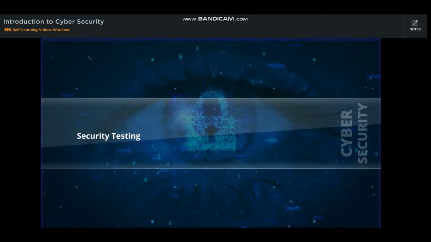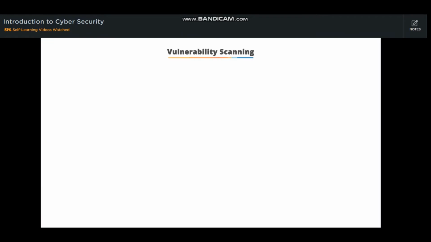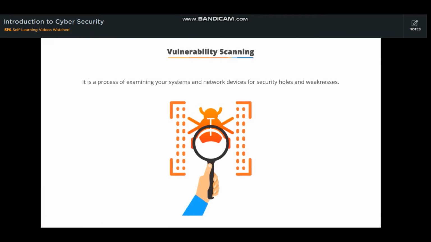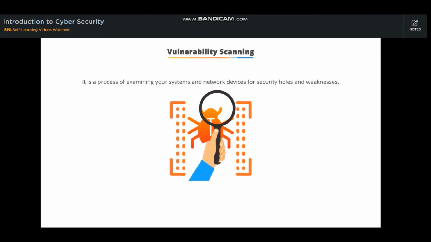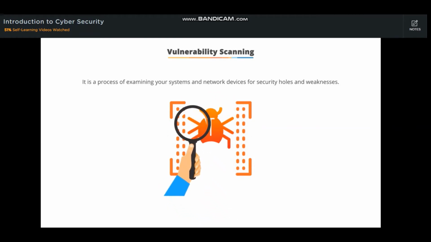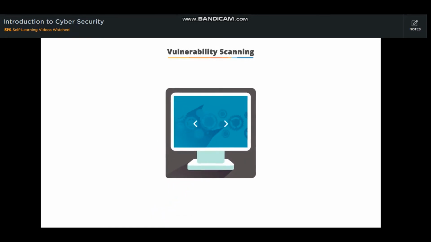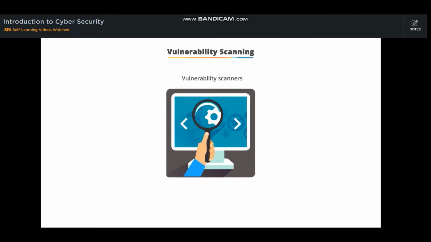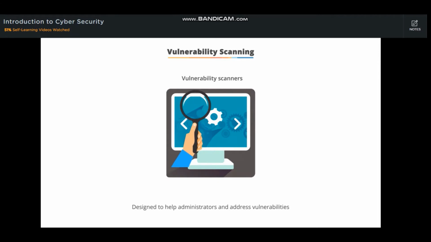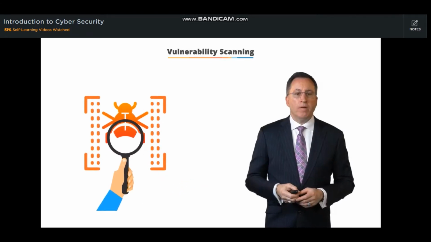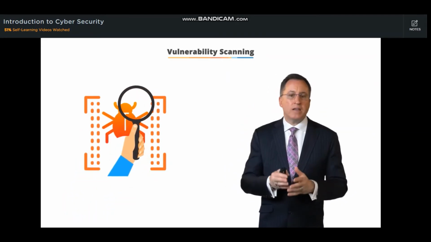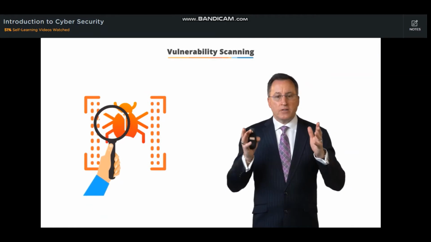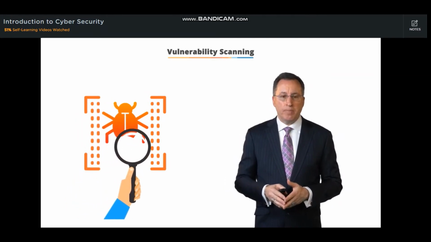Security testing. So a vulnerability scan is the process of examining your systems and network devices for holes, weaknesses, and issues, and finding them before a potential attacker does. Specialized tools called vulnerability scanners are designed to help administrators discover and address these vulnerabilities. Vulnerability scanning is an ongoing process, and it is not enough to scan systems once and assume they will be secure from that point on.